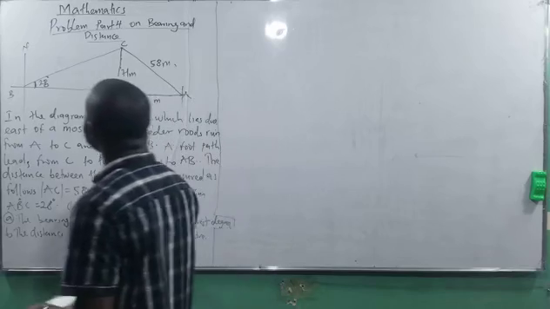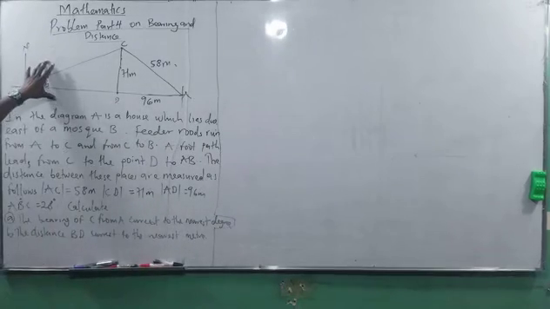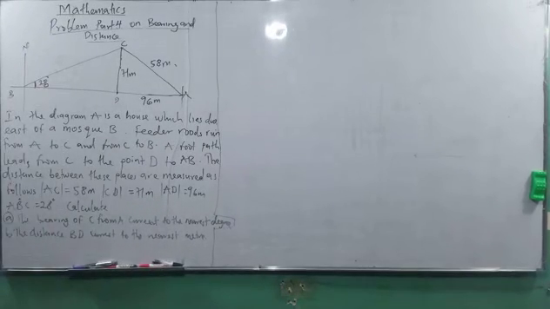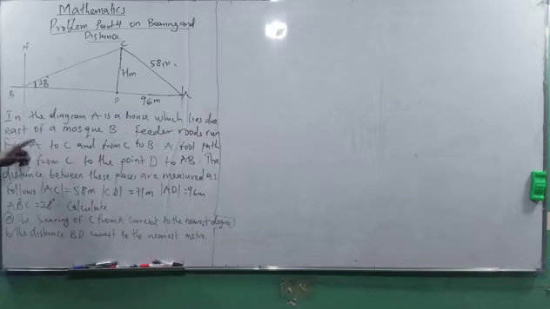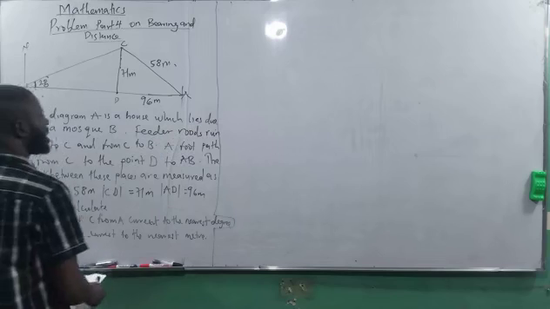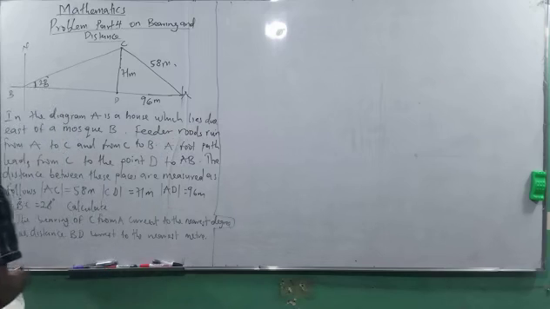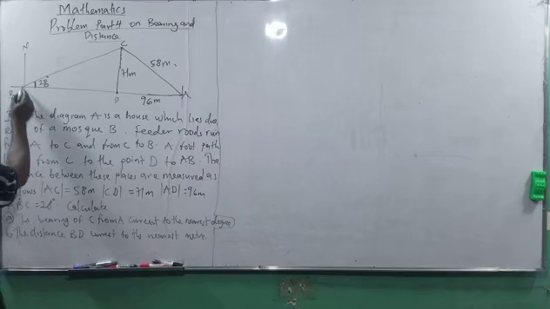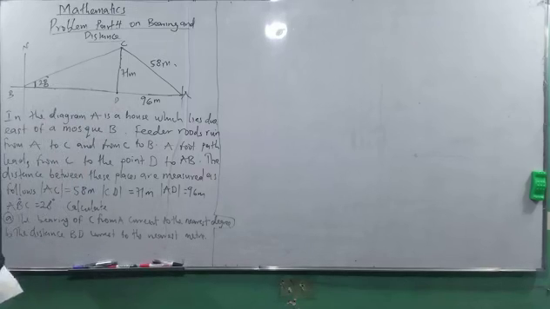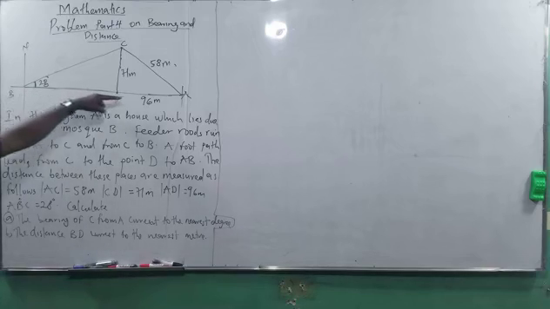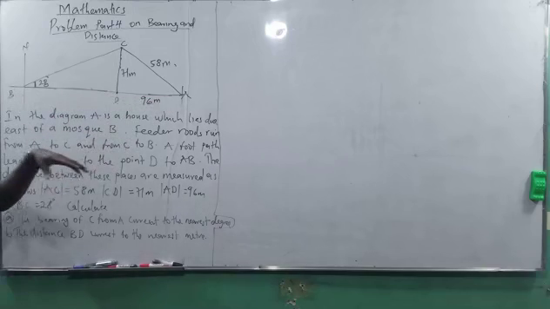Now, I have this particular problem. This is the illustration. Let me read it out. In the diagram, A is the house which lies due east. I think I've explained what is called due east. Due east of A must be the point B.